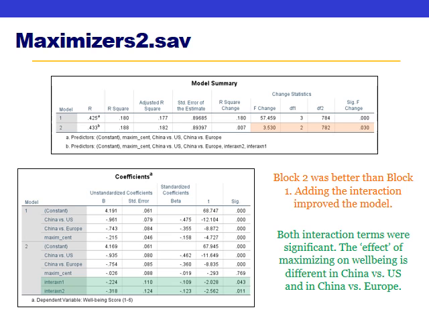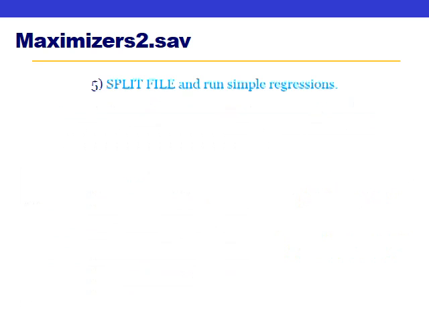So that's a long-winded way of saying what we're going to do next is we're going to split our file by society and we're going to run separate simple regressions. So here we're going to end up with 3 separate simple regressions, one just with Americans, one just with folks in China, one just with folks in Europe.